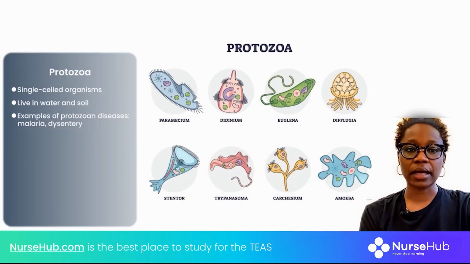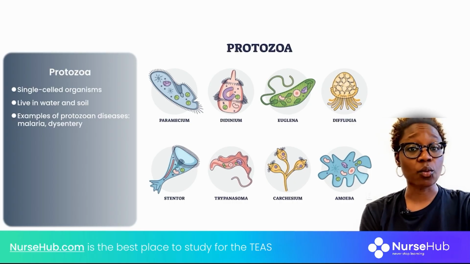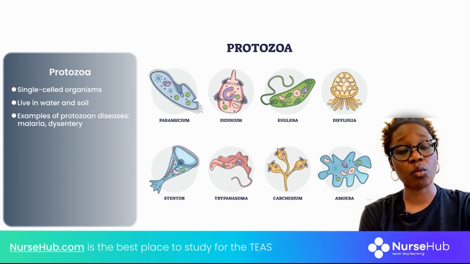Next are protozoa. Protozoa are single-celled eukaryotic microorganisms that live in water and soil. Protozoa make up the largest group of organisms in the entire world, micro or macro. Some protozoa can cause diseases in humans, such as malaria, which is transmitted by mosquito bite. They can also cause dysentery, which is spread through contaminated water or food.